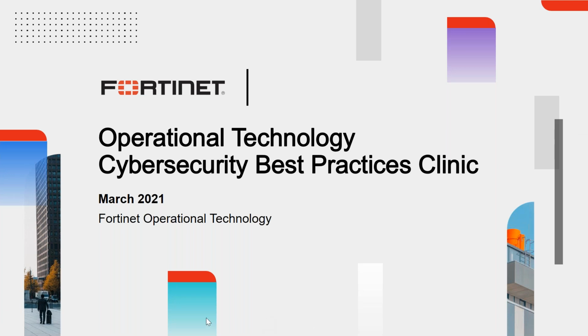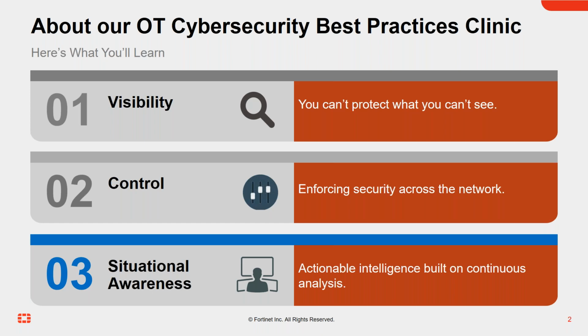I wanted to jump in and give a quick recap. If you want to go to the next slide, we'll talk about what we've covered so far and where we're headed next. In our first session, we covered visibility, talking about how you can't protect what you can't see. In our second session, we talked about control and enforcing security across your network. And the third session today, we're covering situational awareness, and we'll introduce that topic in just a moment.